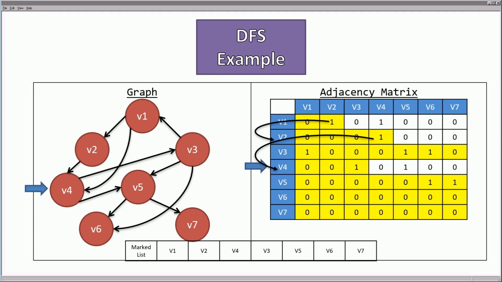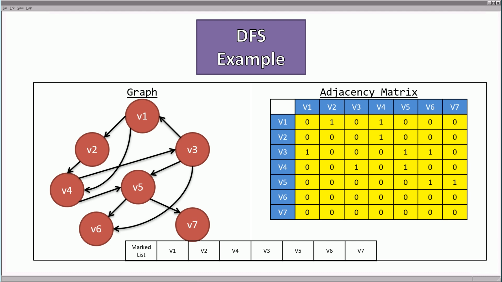Now there isn't a connection v4 to v4, there is a connection v4 to v5, but v5 is already part of our marked list, so we're done with v4 and we backtrack again. There's no more outgoing edges from v2, so we're done with v2 and backtrack to v1. Now v1 has no connection to v3. v1 only has another connection to v4, which is already part of our marked list, and this means we're done.